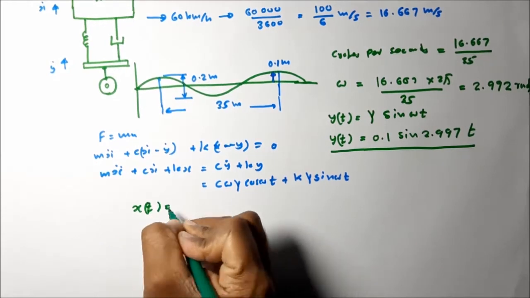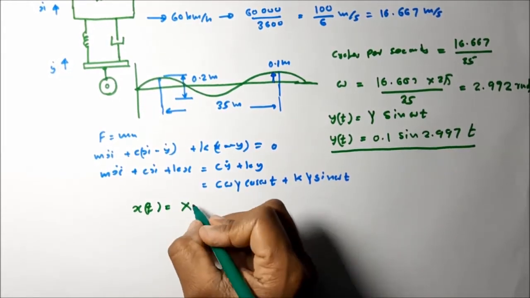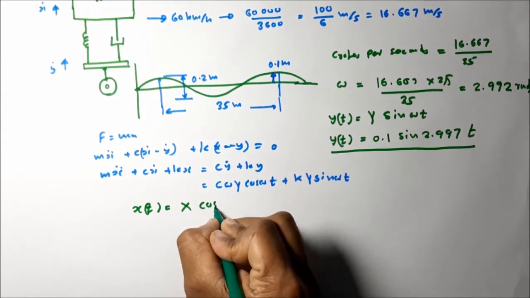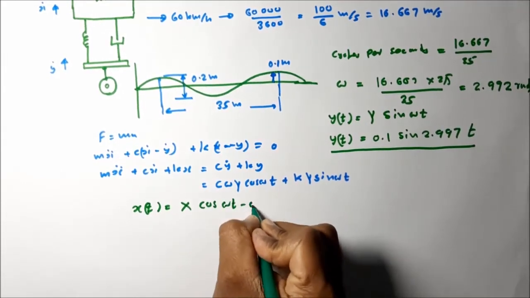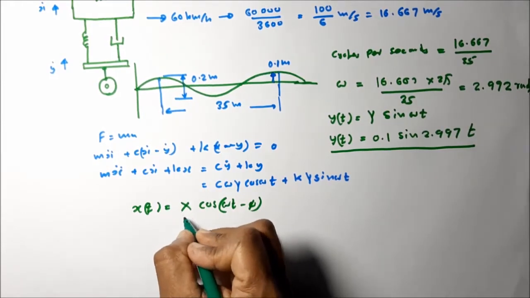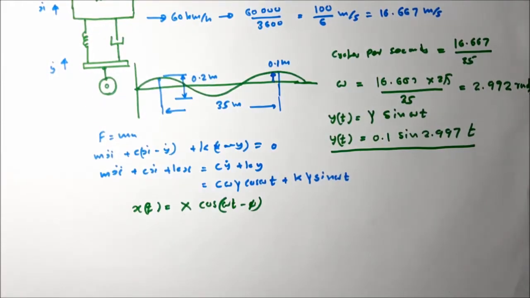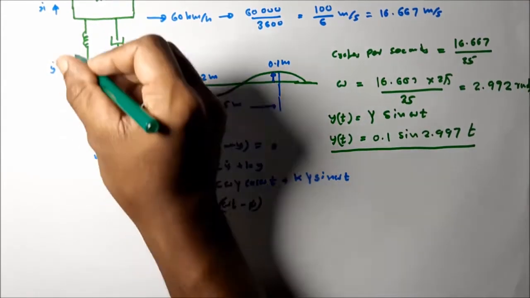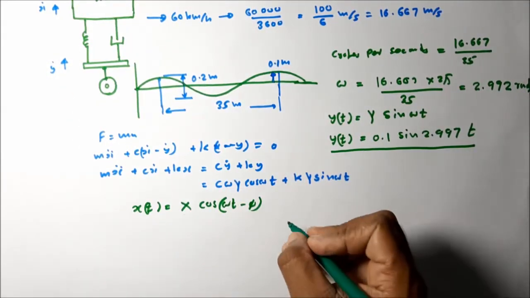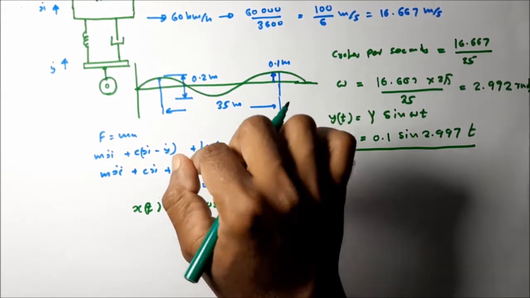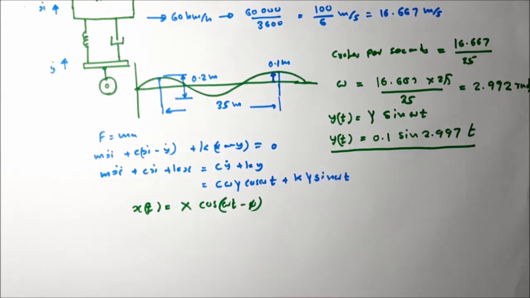X(t) we can represent by X cos(omega t minus phi). Here X means the steady state vibration amplitude of the m mass. Then by substituting this solution in this differential equation we can find X.